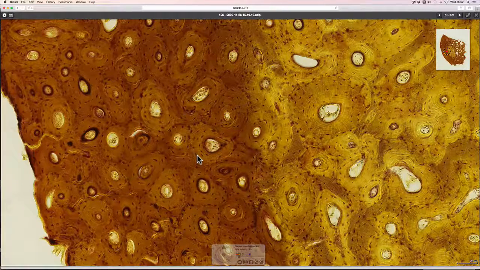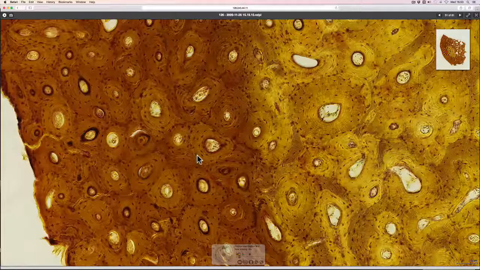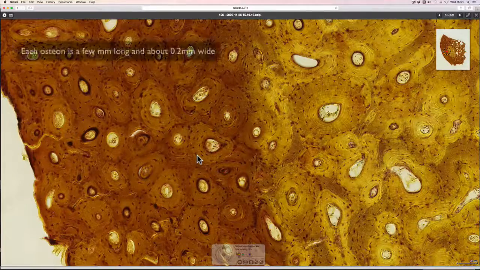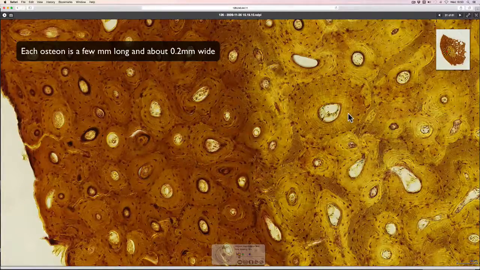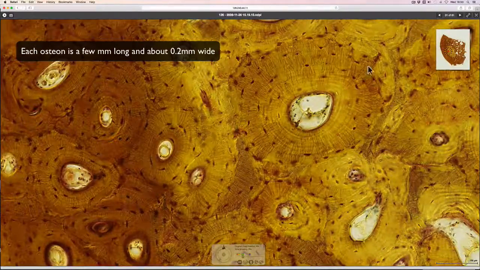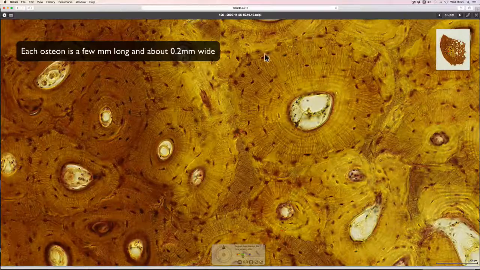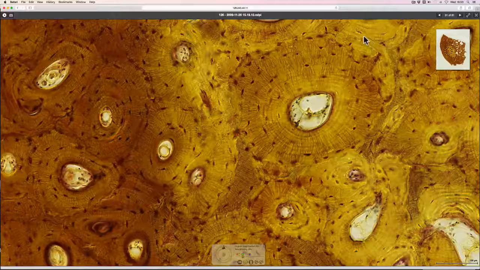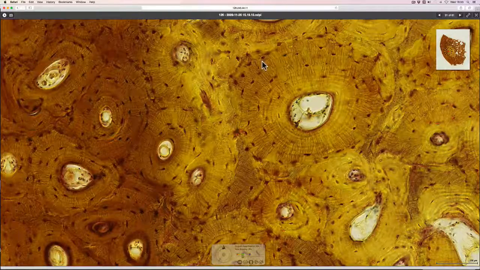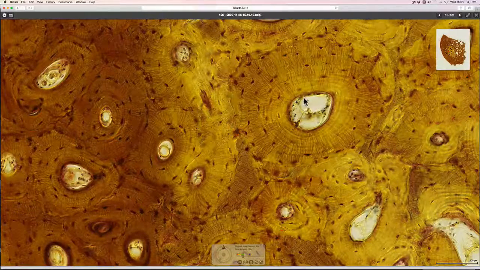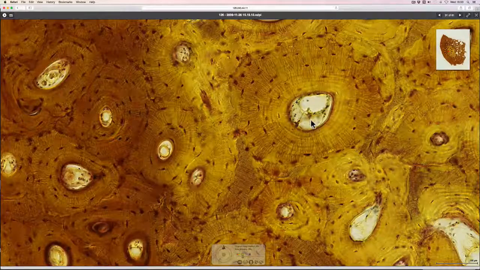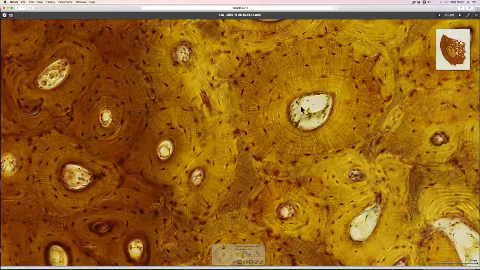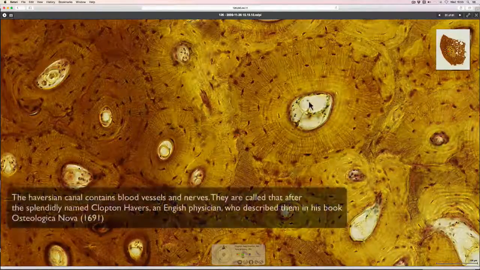In this section, we are looking at what we call haversian systems, or osteons. I think we'll look at this bit. This is an osteon here, a circular area just here. Basically, the bone has been laid down around the blood vessels. So the center of an osteon, or haversian system, is the haversian canal, and that is where you would find the blood supply in the center.